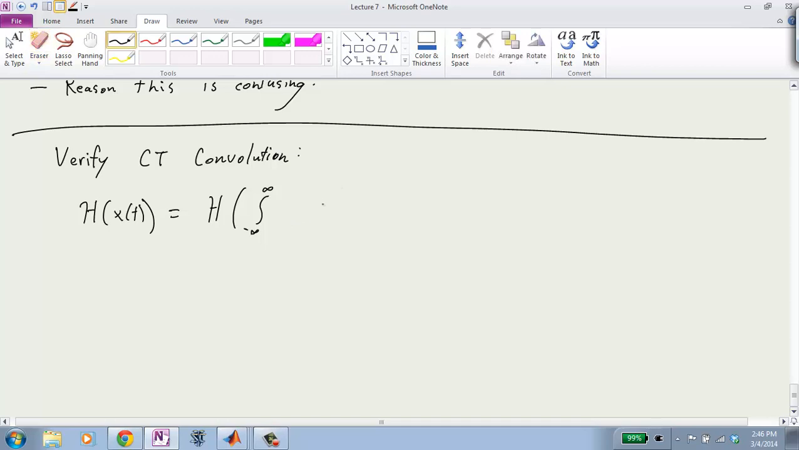Say delta of tau minus t, x of tau, d tau. Okay, the argument here, we just used our formula for the delta function in reverse, right? We know that this thing in here should be equal to x of t by the sifting property.